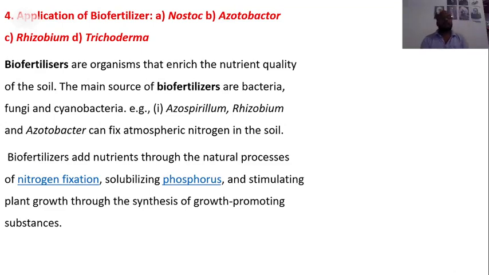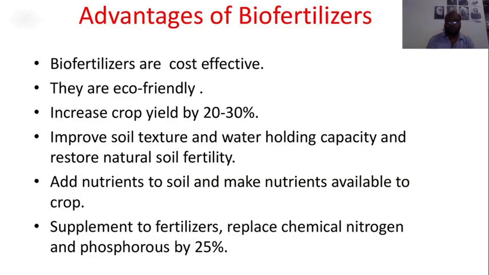Then the next practical is the application of biofertilizer. The biofertilizers are organisms that enrich the nutrient quality of the soil. The main sources of biofertilizer are bacteria, fungi and cyanobacteria. For example, azospirillum, rhizobium and azotobacter can fix atmospheric nitrogen in the soil. Biofertilizers add nutrients through the natural process of nitrogen fixation, solubilizing phosphorus and stimulating plant growth through the synthesis of growth promoting substances. So this is about the biofertilizer, and there are so many advantages of the biofertilizer.